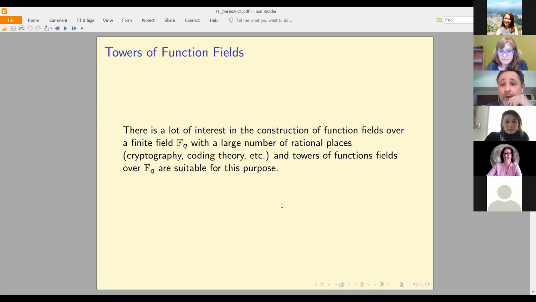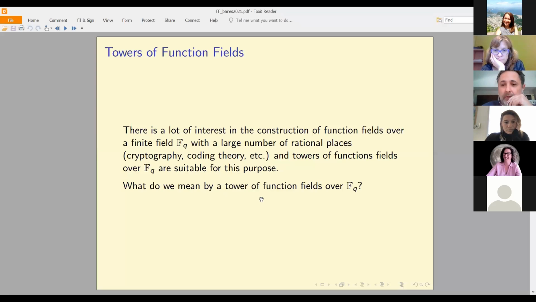Why do we start with towers? The reason is that you want to have function fields over a finite field F_q with many rational places, or curves with many rational points, for applications in cryptography, coding theory, etc. And towers are very nice objects that can give something interesting in these areas.